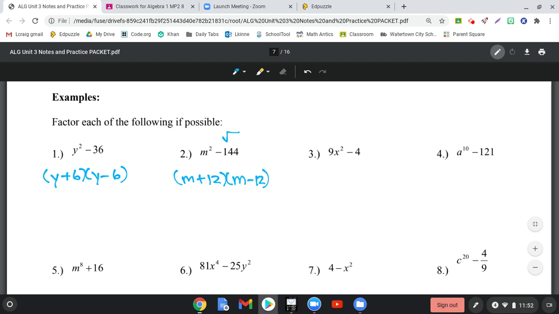Next one's a little bit more complicated. Again, we're going to take the square root. We have two perfect squares and subtraction. So let's do the square root of the first term. 9x squared would end up being 3x.